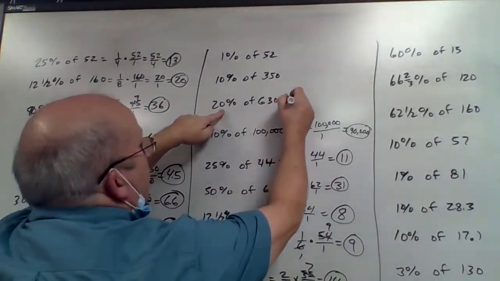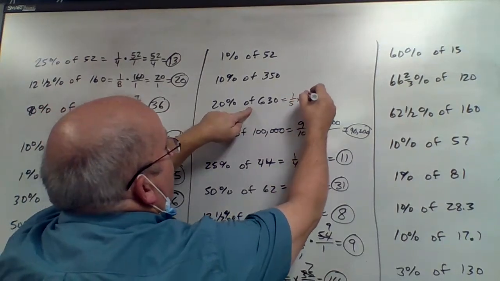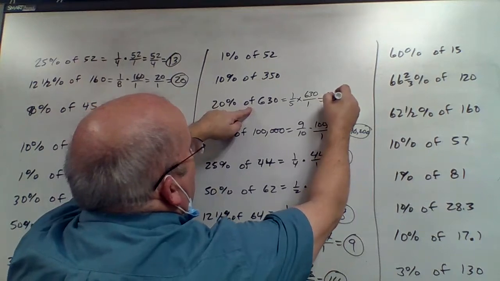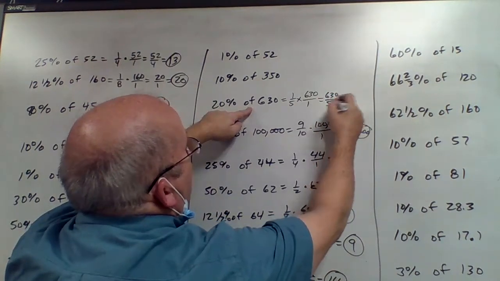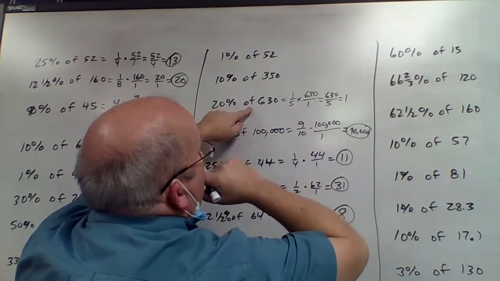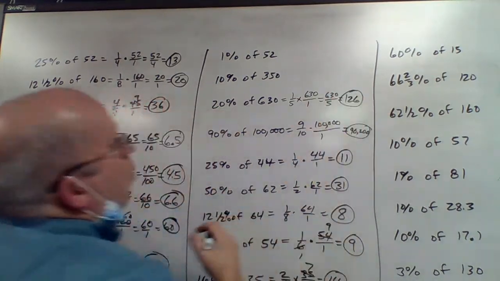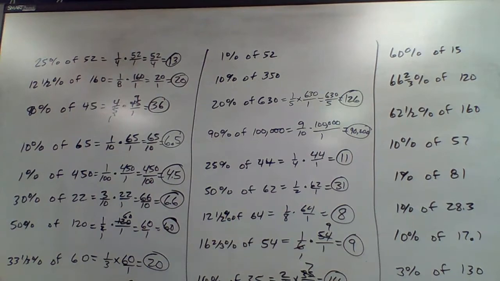20%, according to your purple table, it's 1/5 times 630 over 1. This is a tougher one. I don't know if I can do this in my head. 5 goes into 6 one time. It goes into 13 2 times. It goes into 30 6 times. There it is, 126. 630 divided by 5 is 126.